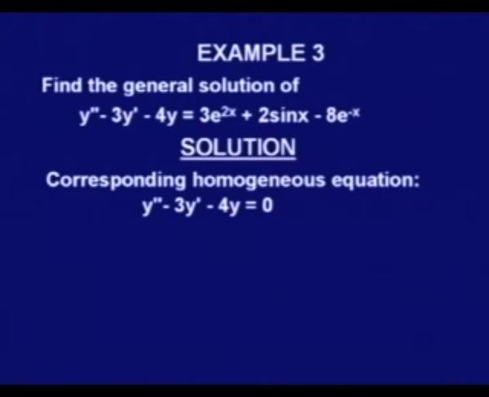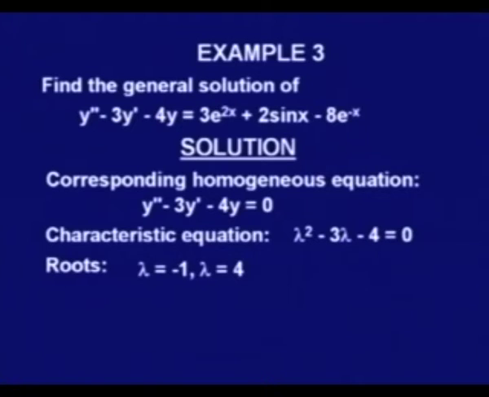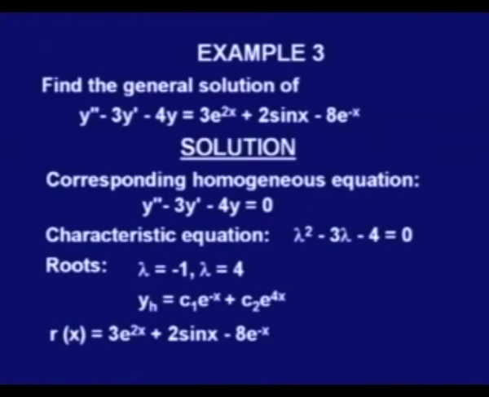To solve this, we require the characteristic equation. What is the characteristic equation? Lambda square minus 3 lambda minus 4 is equal to 0. We find that it is nothing but (lambda minus 4) into (lambda plus 1), the factors. So, it will have 2 roots, minus 1 and 4, they are real and distinct. So, the general solution of the homogeneous equation will be C1 e to the power minus x plus C2 e to the power 4x.